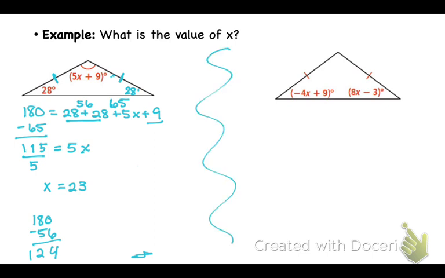Okay, so negative 4x plus 9 and 8x minus 3. Because I know that those angles are congruent, right? Yeah. So negative 4x plus 9 equals 8x minus 3. So I'm going to add 4x and add 3. How about you guys? Yes. So 12 equals 12x. So I'm pretty sure that means x is 1.